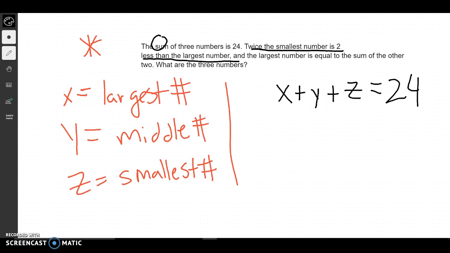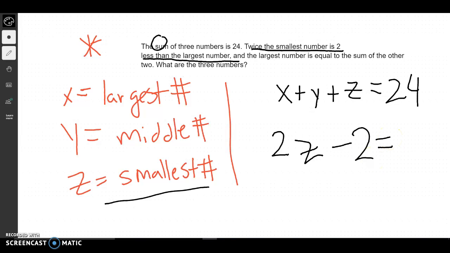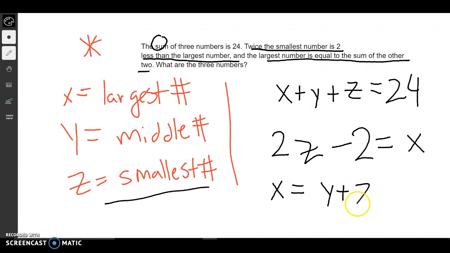If I think about this, if I times the smaller number by 2, and we said the smallest number is z, so if I times z by 2, and I take 2 less, so if I subtract 2, that should be the largest number, which would be x. And it says the largest number is equal to the sum of the other two. Well, that's easier, because that would mean the largest number, x, would equal the sum of the other two, which would be y plus z.